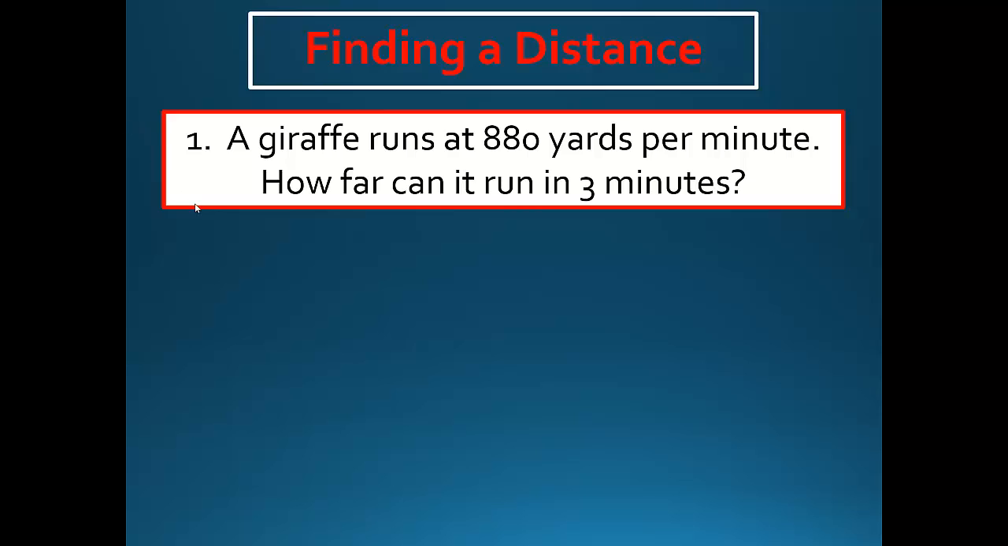We're going to use the formula D equals RT, where D is the distance, R is the speed, and T is the time. So our distance equals our speed times the time. Our question is, how far can it run in 3 minutes? So we do not know our distance.